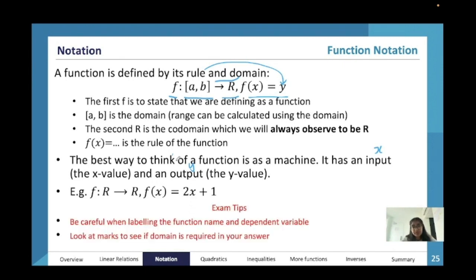A few exam tips when it comes to functions. When you're labeling the function and giving the name and the dependent variables, be really careful. You can't just go from f of x equals ax plus b to y equals ax plus b. You can't just go straight from there. You actually have to put something in between, such as let y equals f of x or something like that. So that's something to look out for, and it's something to look out for when you're doing inverse functions.